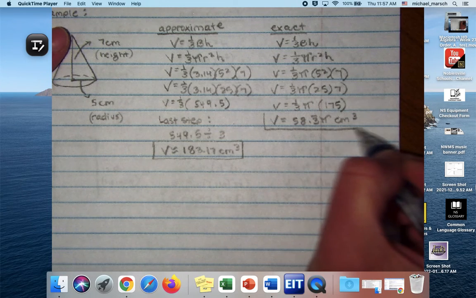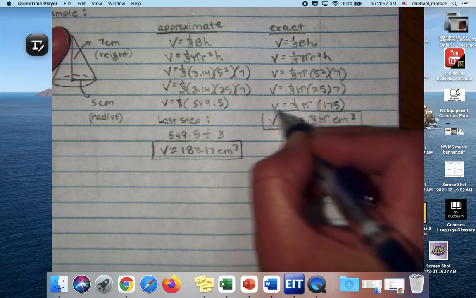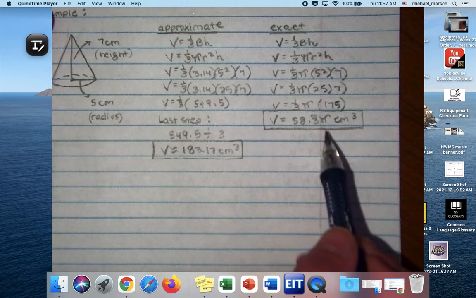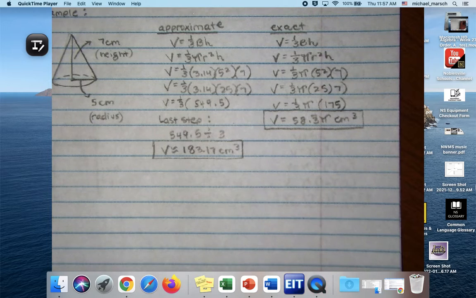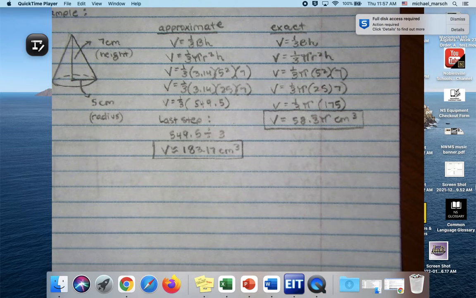And I can leave that as an exact because it just has pi. Because I wrote this as 0.3 repeating, I know that that's the exact value. Wait, why did you do 0.3 repeating? Because if you do 175 divided by 3, you get 58.33333. And that's just 0.3 repeating.